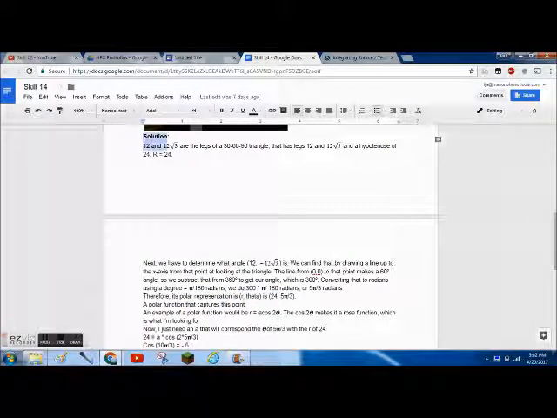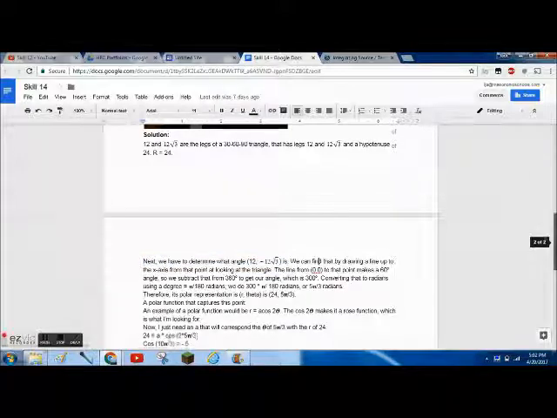12 and 12 root 3 are the legs of a 30, 60, 90 triangle. With these legs and a hypotenuse of 24, the radius will be 24. Now, we have to determine what angle this makes, the argument it makes from 0, 0 to this point.